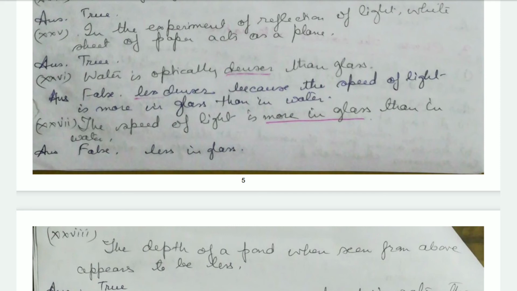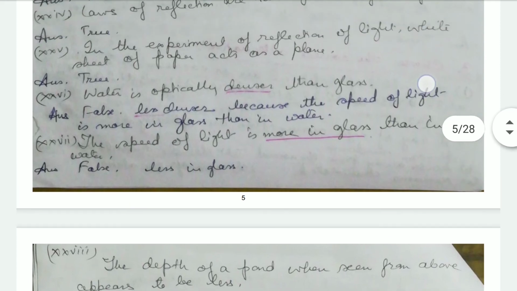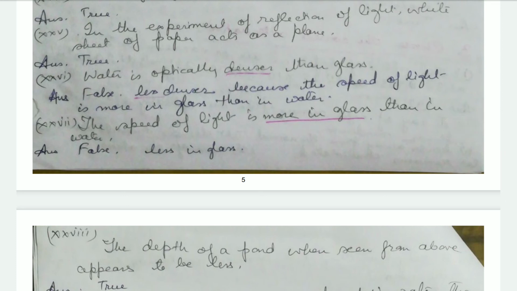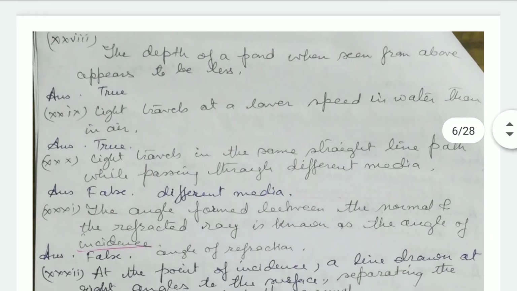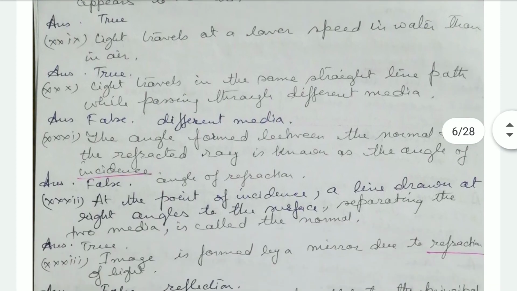That's why water is less dense than glass. So both the statements, that water is optically denser than glass, and the reason that the speed of light in water is more than in glass. The depth of a pond when seen from above appears to be less. That's true. Light travels at a lower speed in water than in air. That's true. Light travels in the same straight line path while passing through different media.